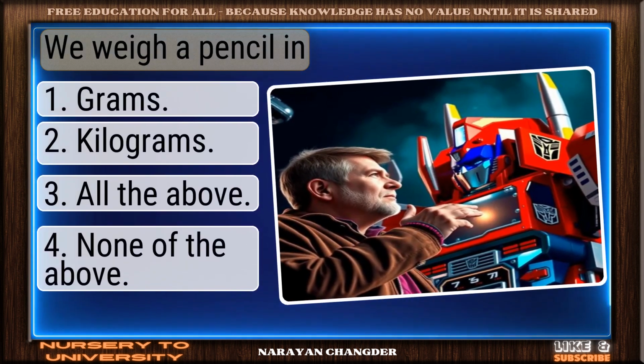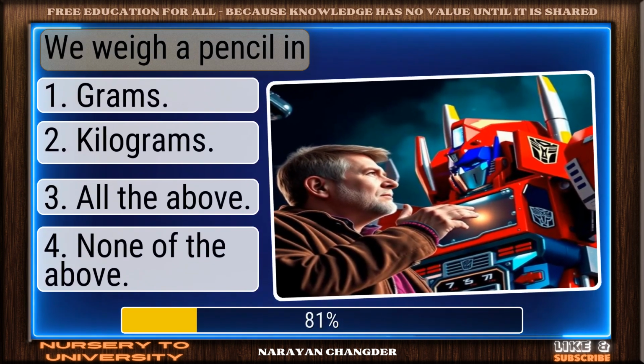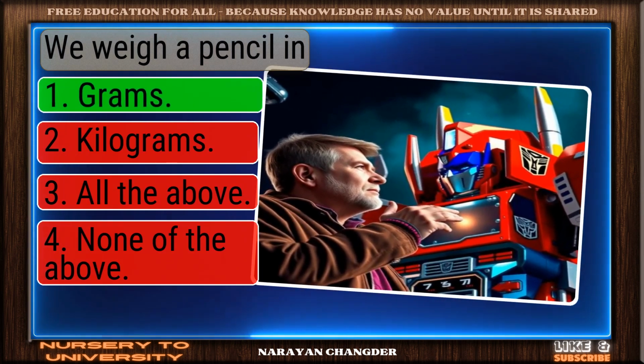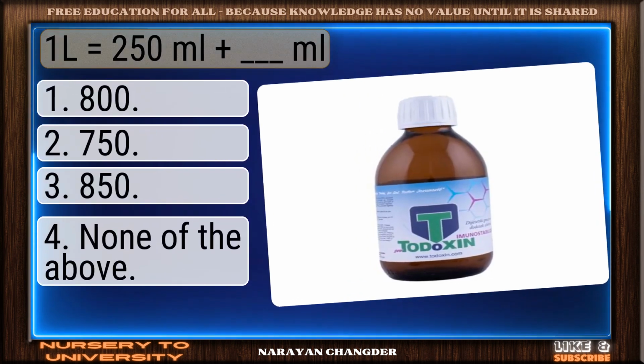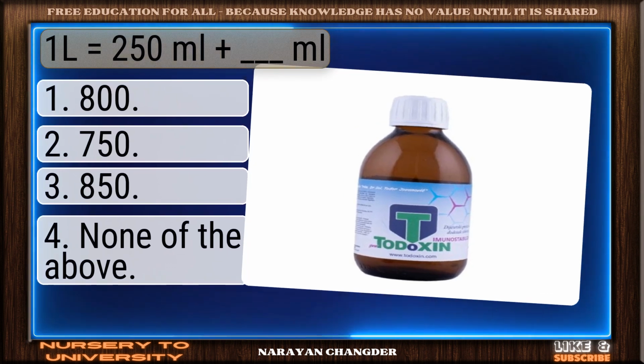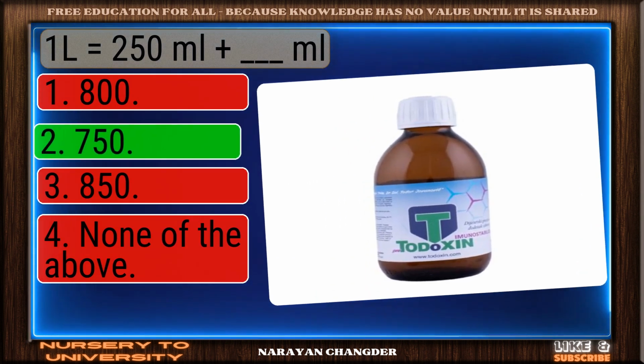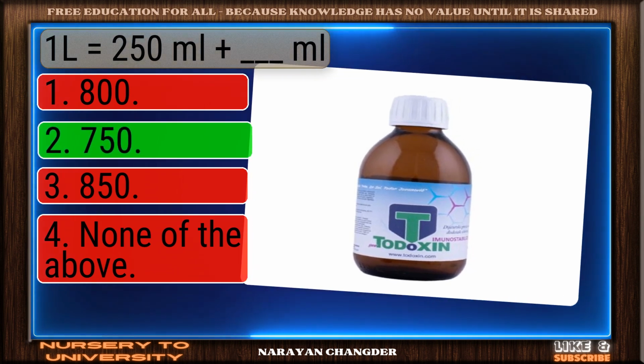We weigh a pencil in. Correct response. Grams is the most accurate answer. 250 ml plus dash equal to 1 L. On track. 750 is the correct answer.